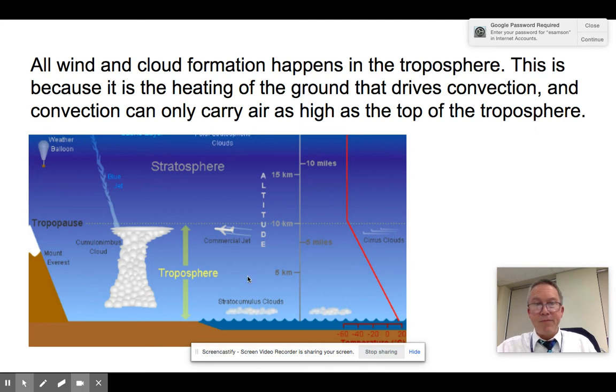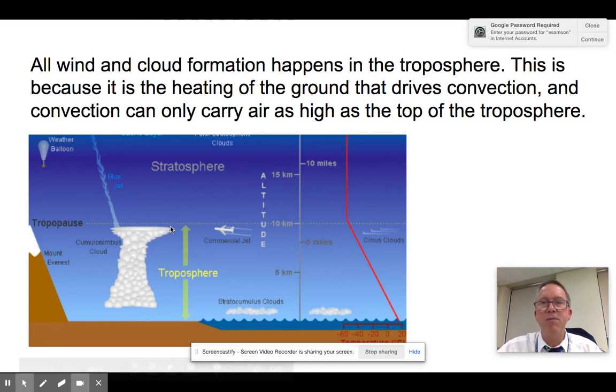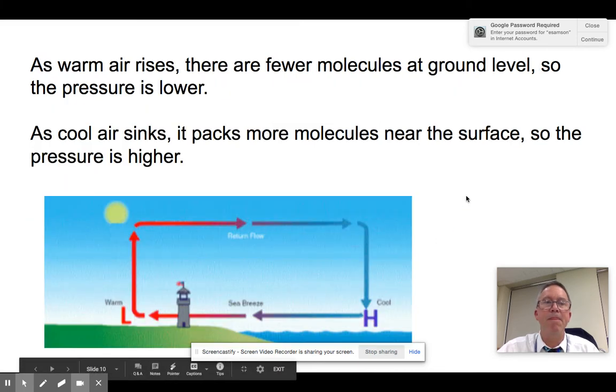Now, the troposphere is basically where all the world's moisture is contained. So what we find is that convection is confined to this area here. When I heat the surface with the sun, I can't get convection to go any higher than about 10 kilometers. So the top of the troposphere is pretty much the limit to which we can carry water vapor up through convection by heating the Earth's surface.